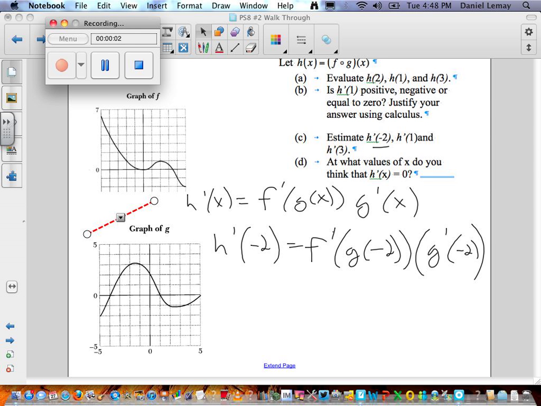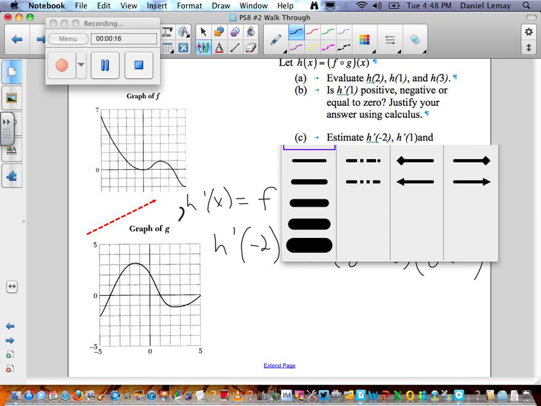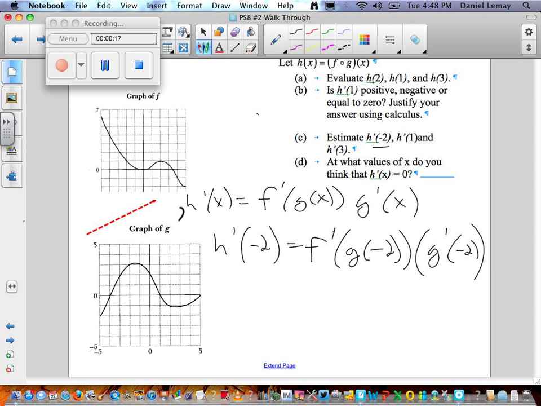All right, so how do we do this? This third problem, we have to estimate all these slopes, all these derivatives off these graphs. So, as we did in the last problem, we still remember that this is still the derivative, right? And so what I did is every place I saw, for the first one, h of -2, every place I saw an x, I dropped in -2.